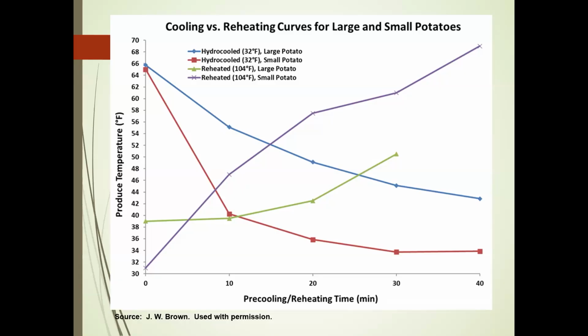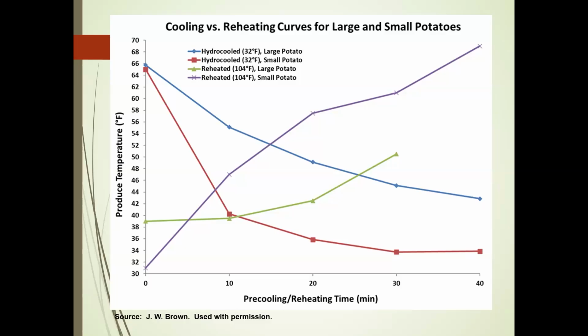Internally, the small potatoes started at about 65 degrees Fahrenheit, and you can see that within 10 minutes, they dropped dramatically in temperature. Compare those results to the blue line, which indicates the changes in internal temperature of large potatoes that were also hydrocooled. Due to volume effects, the large potatoes take much longer to cool, and you can see that they cooled at a much slower rate than the small potatoes.